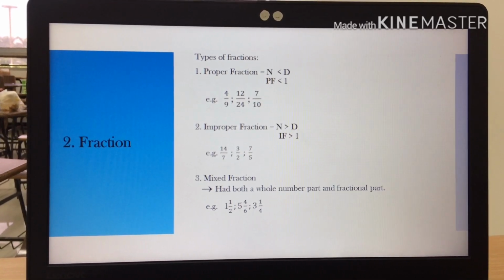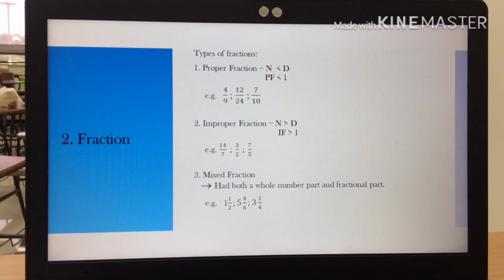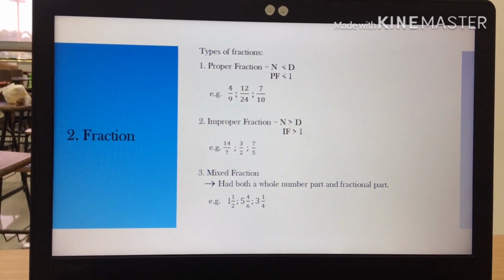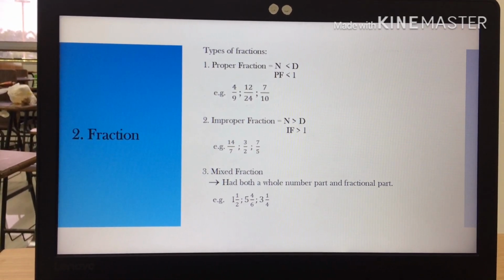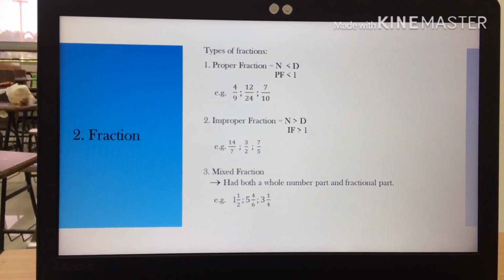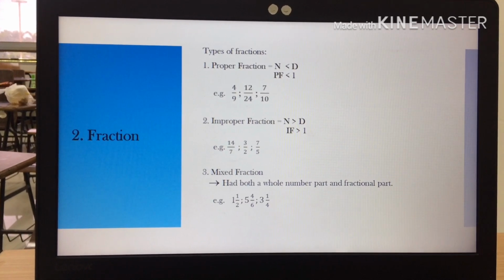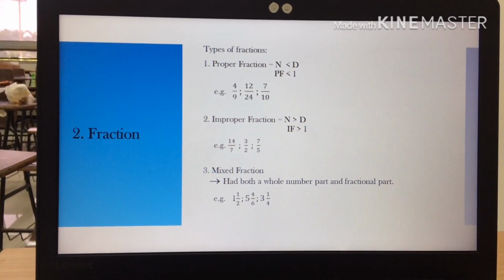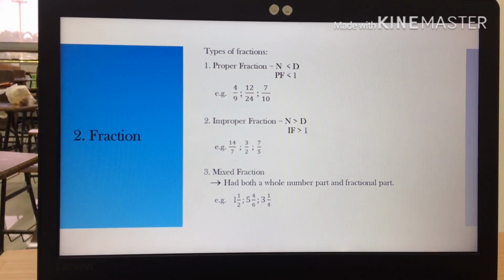And the third, mixed fraction. Mixed fraction has both the whole number part and fractional part. For example, 1 over 2, 5, 4 over 6, and then 3, 1 over 4.